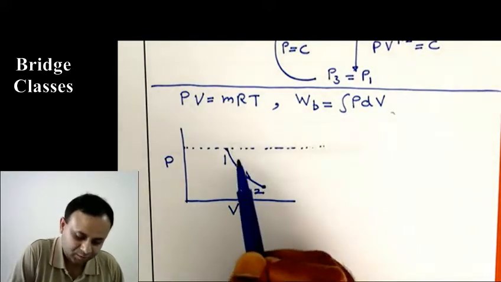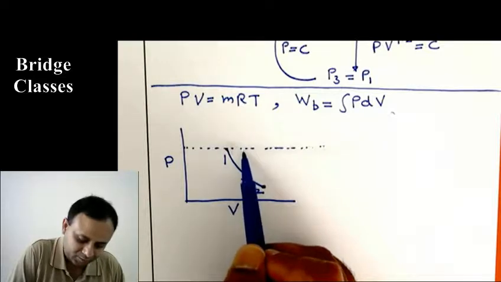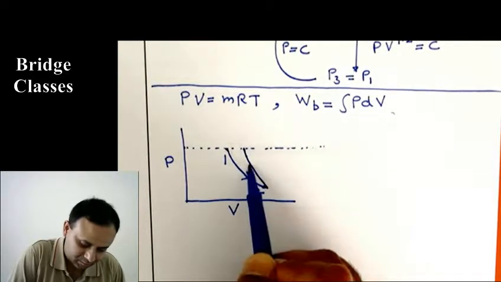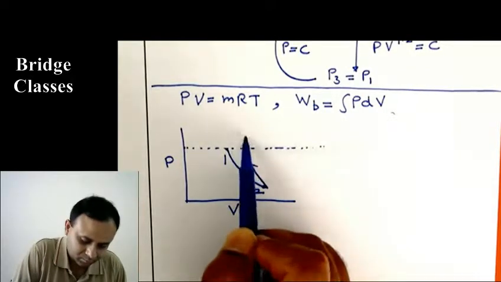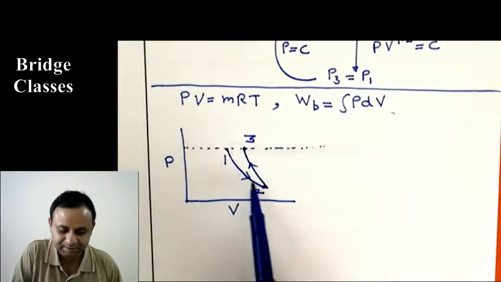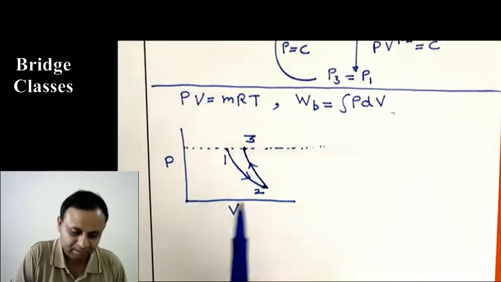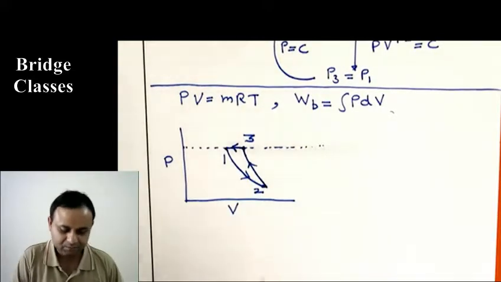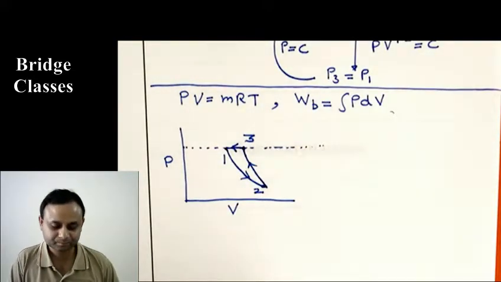And the polytropic process is like this, because n is 1.2, it is greater than 1, so it will be steeper than the isothermal process. Okay, so this polytropic process is steeper than the isothermal process. And then 3 to 1 at constant pressure, it goes like this. Okay, so that is the cycle.